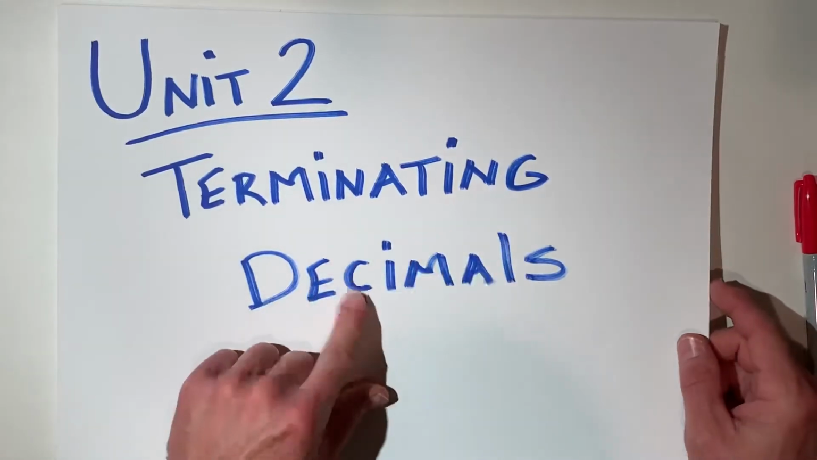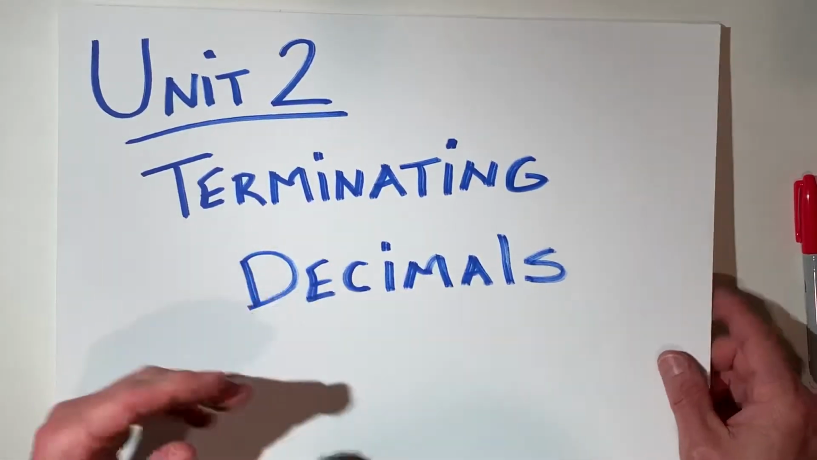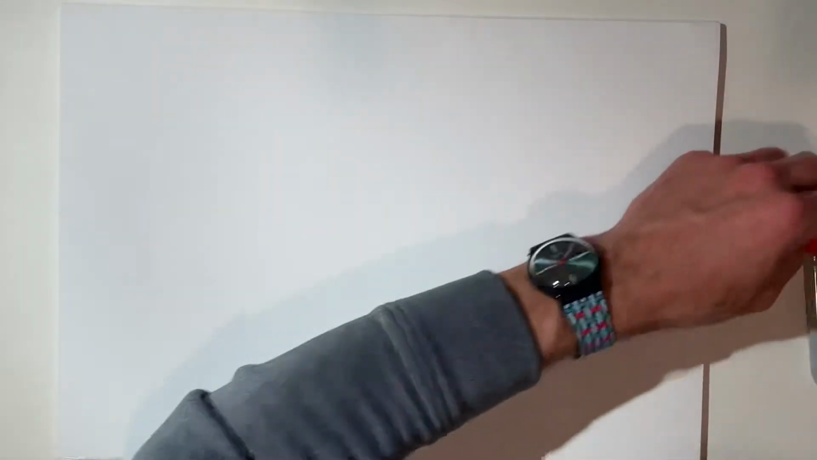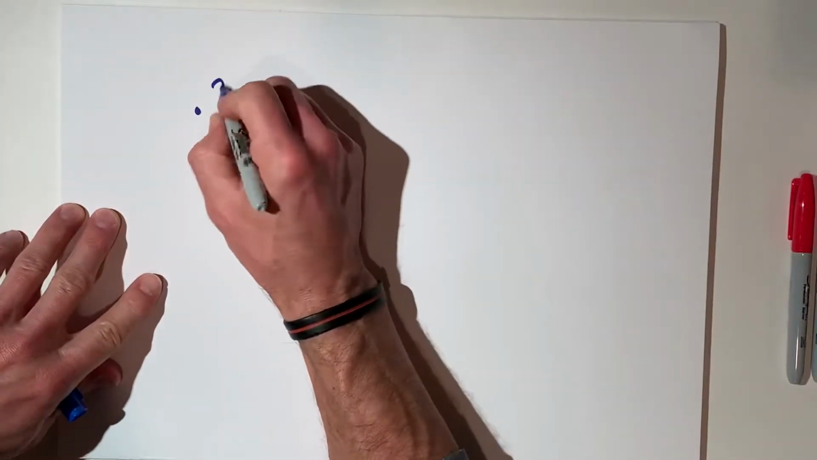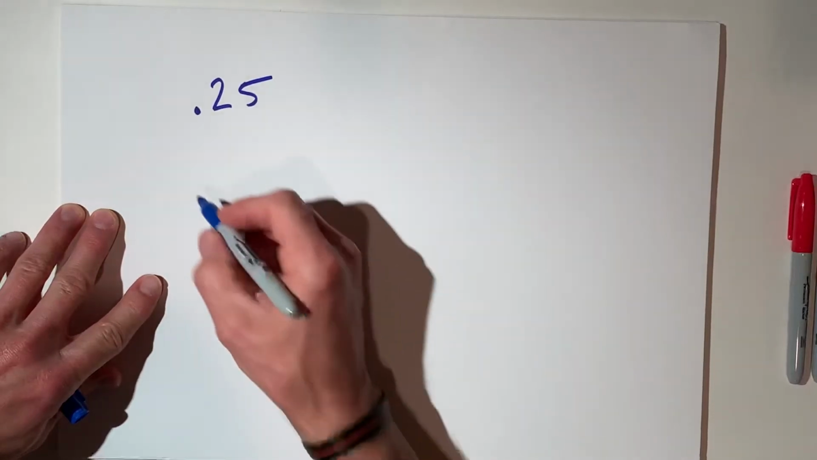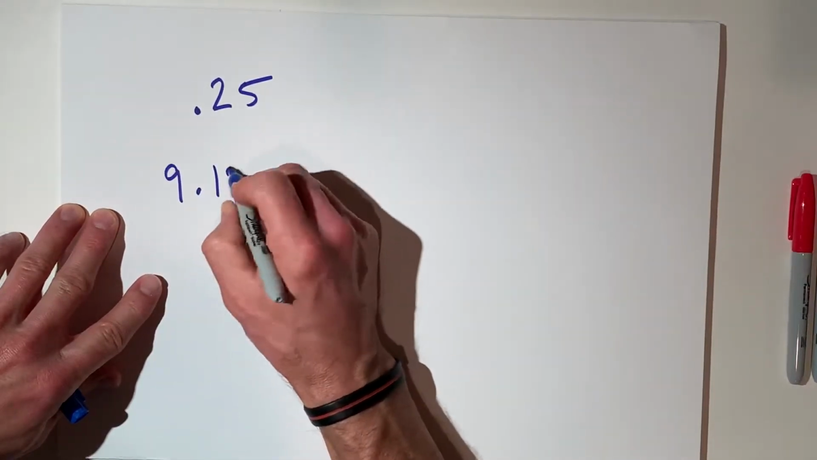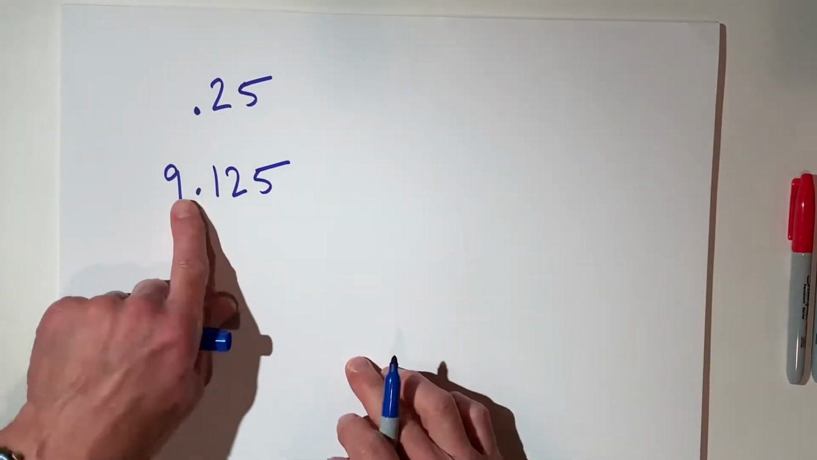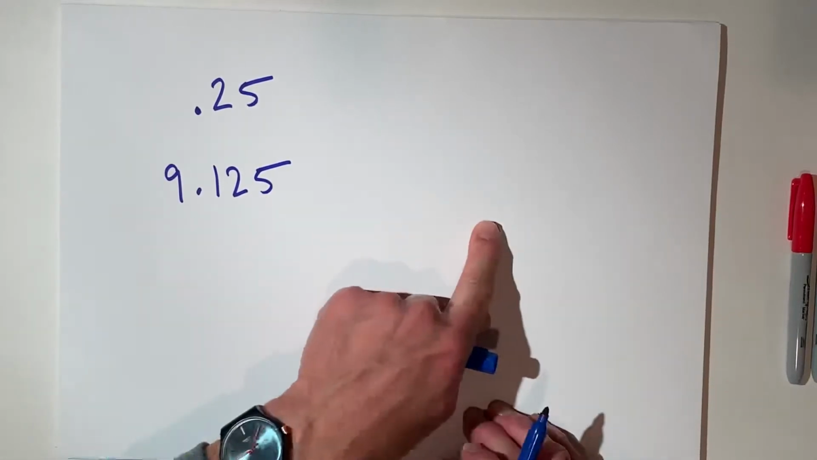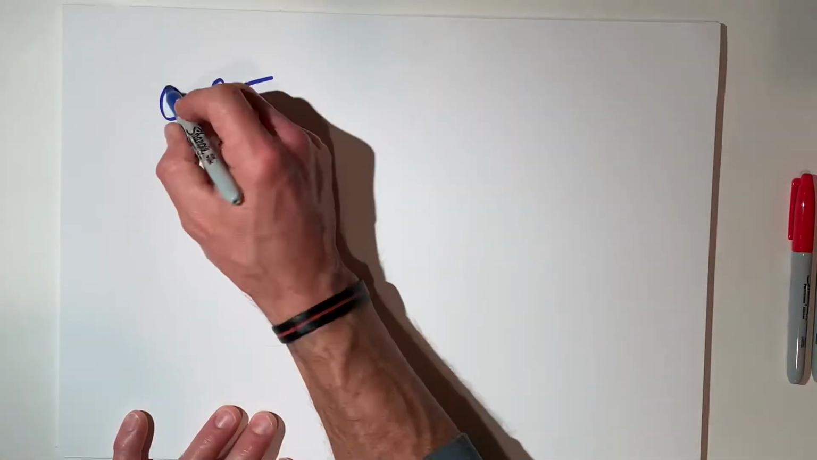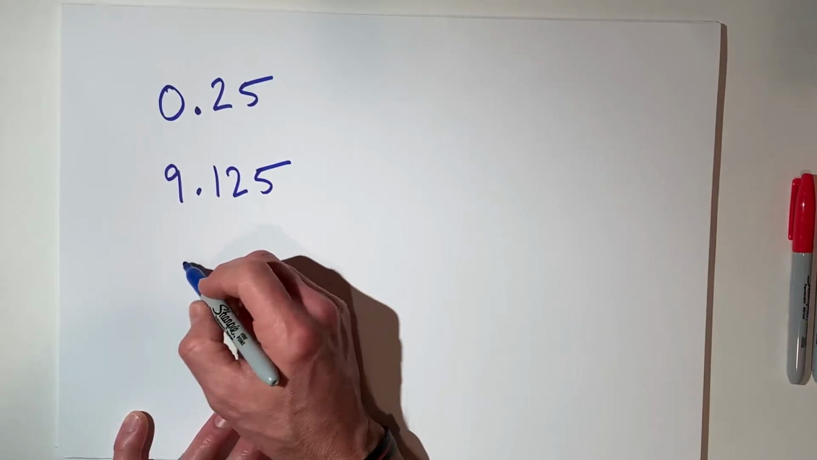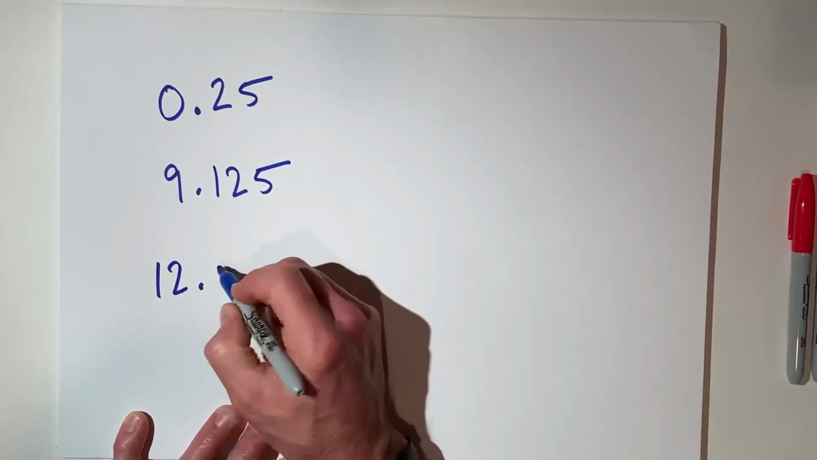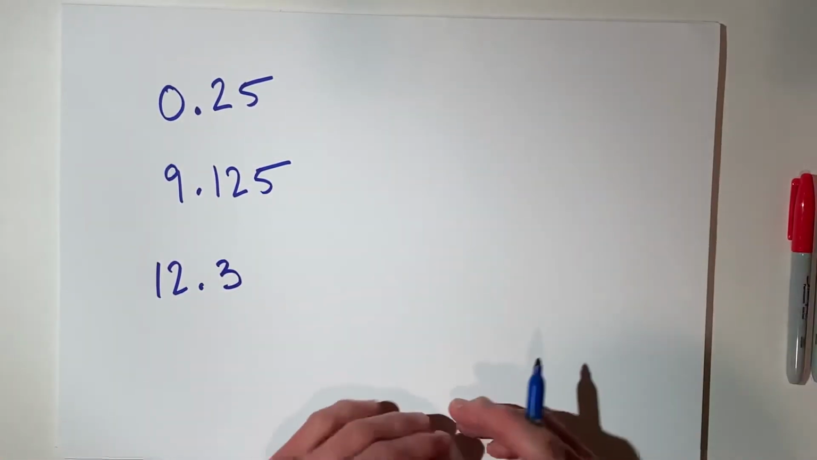To terminate a decimal means you have a decimal that ends or terminates. And there's lots of different examples of terminating decimals. Here's 3 of them. 0.25 is a terminating decimal. 9.125 is a terminating decimal, terminating because there's no continuation of the decimal. And, well, there's a 0 in front of that. And let's say 12.3. That's a terminating decimal also.